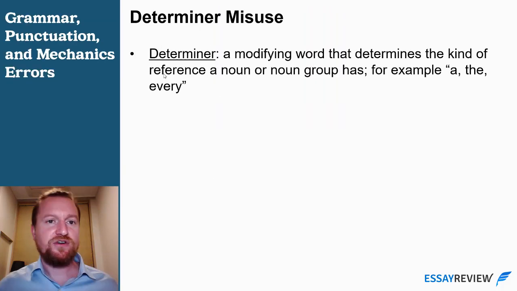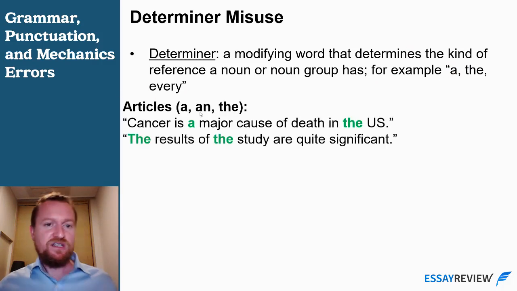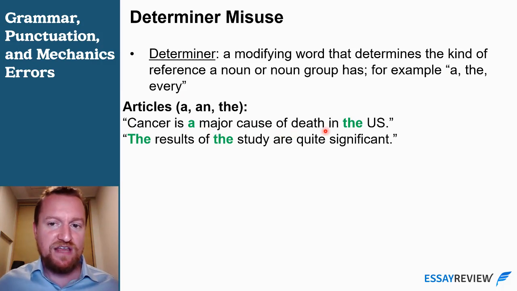Okay, so let's start with determiners. A determiner is a modifying word that determines the kind of reference a noun or group has. So usually determiners are articles, a and the, and then every, each. Cancer is a major cause of death in the US. The results of the study are quite significant.